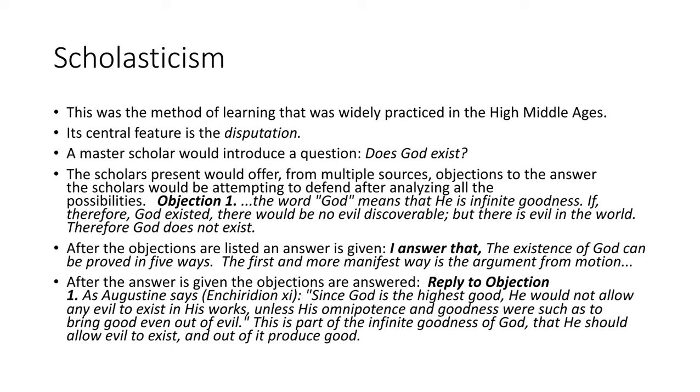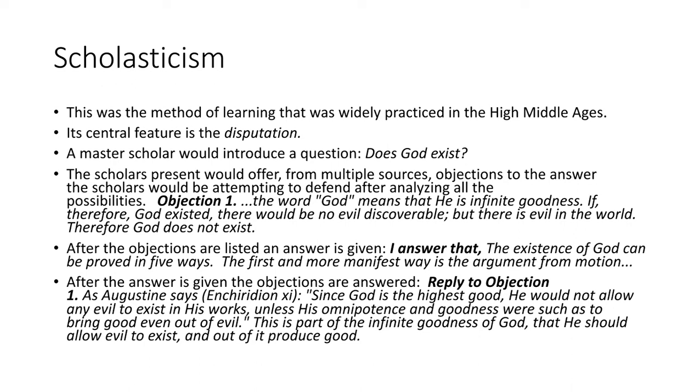And then what he would do is he would finally, after all the analysis done, give his answer. All right. And in this case, he said the existence of God can be proved in 5 ways. And the first and most manifest way is the argument from motion and the argument from design. And there's several other arguments. He gives 5 arguments for the existence of God. Many of you have probably looked at those in other classes. The 5 arguments for the existence of God. But then he wouldn't leave it there.